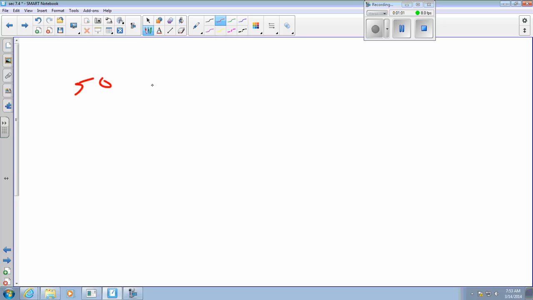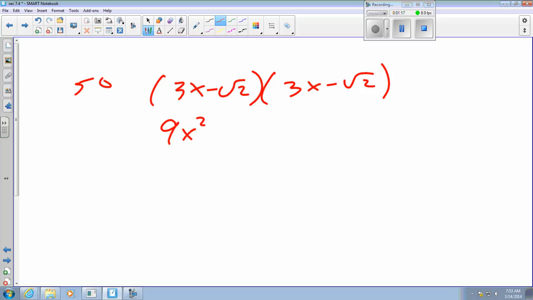Number 50. It says 3x minus the square root of 2 times 3x minus the square root of 2. Again, since we have binomials, we're going to FOIL. 3x times 3x gives me 9x squared. Outside times outside gives me negative 3x square root 2. Inside times inside gives me negative 3x square root 2. And last times last, negative times negative equals positive square root 4.